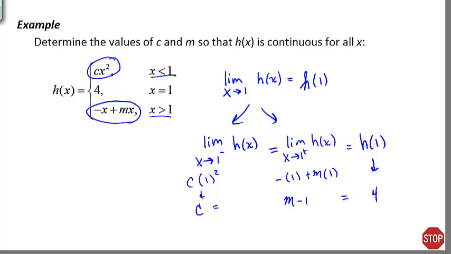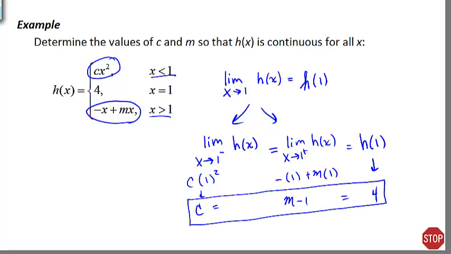So we've got this long equation here. If we just pair up a couple things at a time, it's pretty easy to see that c needs to equal 4. And if we pair up the middle and the end, we'll have m minus 1 equal to 4, or m is equal to 5. So if we were to evaluate this function with those constants plugged in, we'd have a piecewise function that's continuous for all x values.